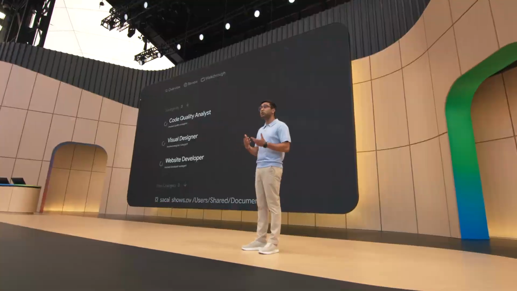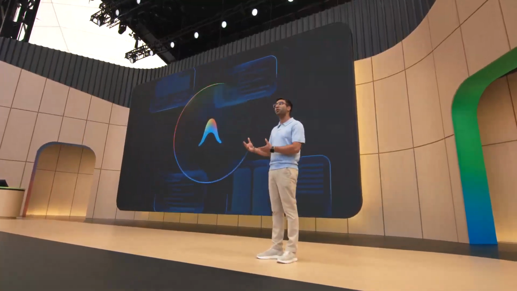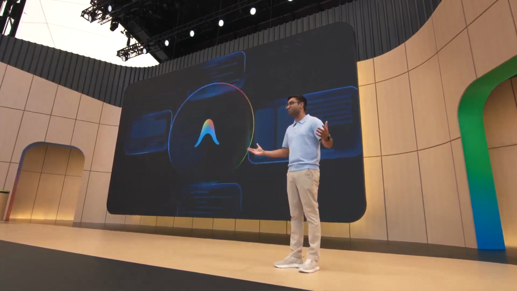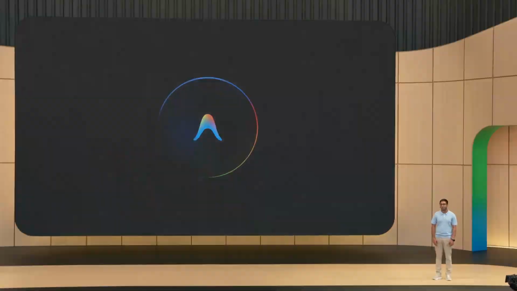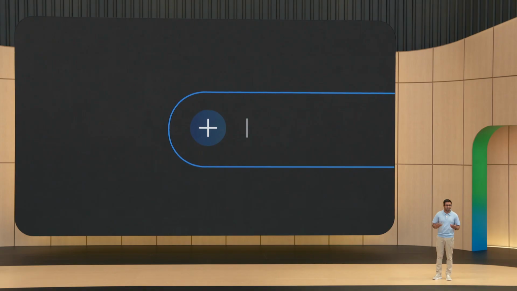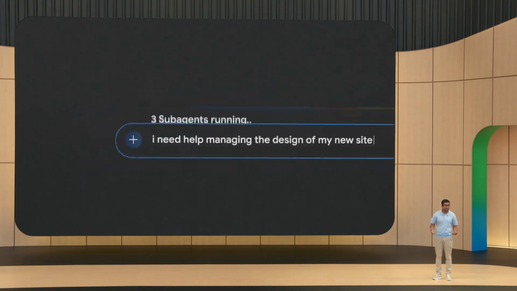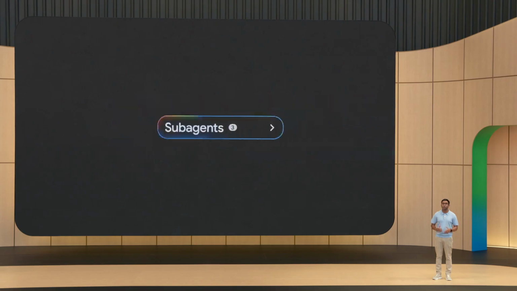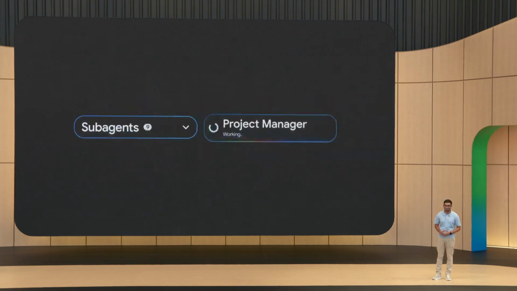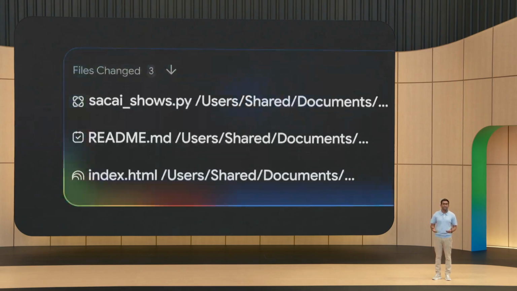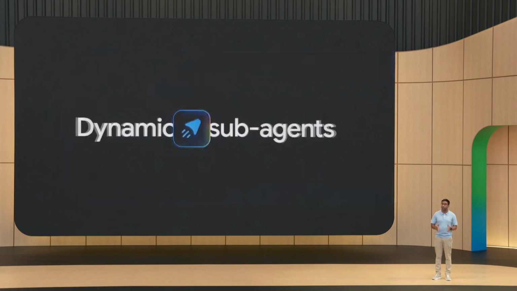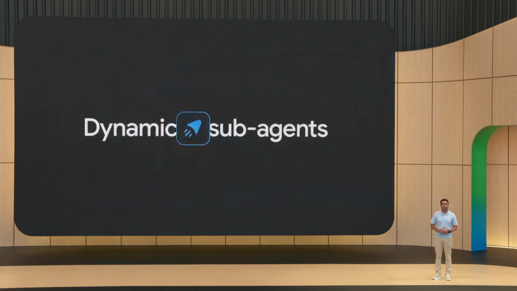For coding tasks, you can use Anti-Gravity 2.0 alongside your IDE of choice. But we all know there is much more to do than just code. Anti-Gravity 2.0 is your mission control for orchestrating agents for all sorts of tasks. Now, we've all seen single agents get overwhelmed by massive tasks. That's why today, we're introducing dynamic subagents. Now, your agent can spin up specialized helpers, like a QA or data science subagent, that work in parallel to get the job done faster and more effectively.